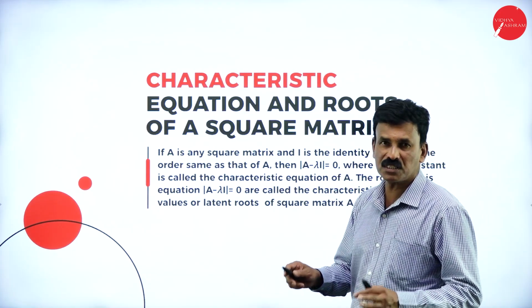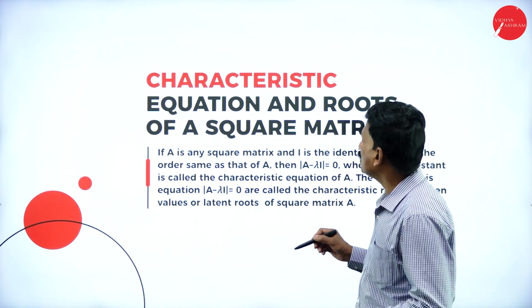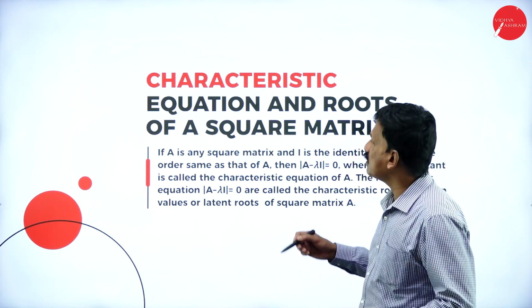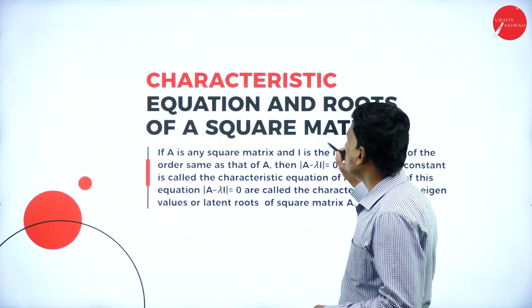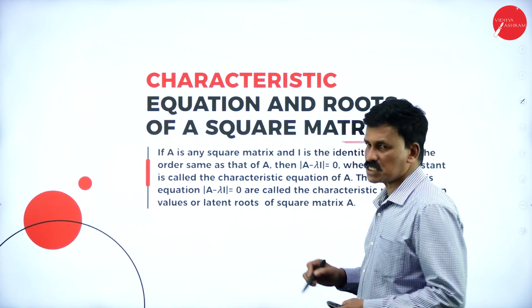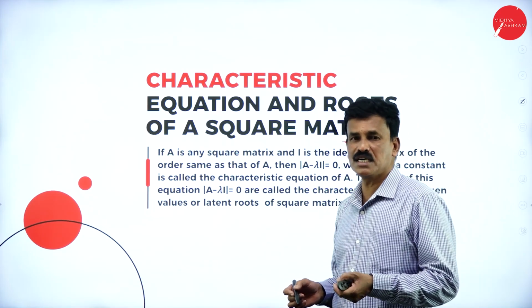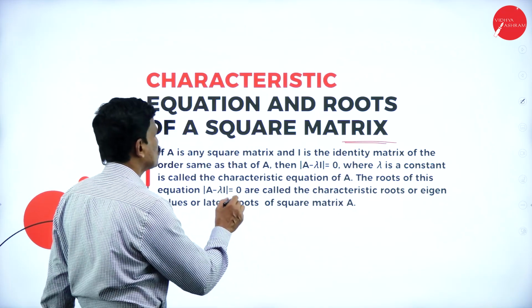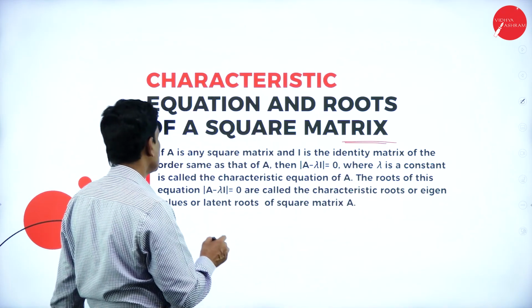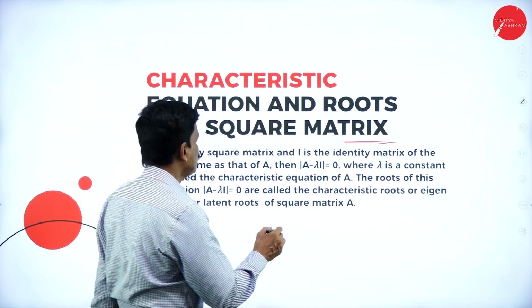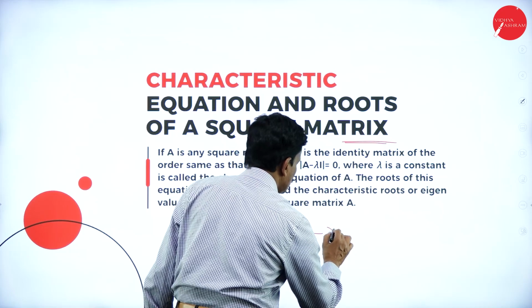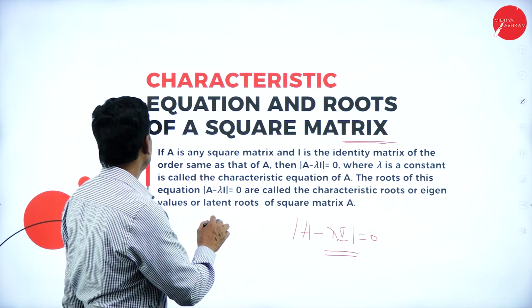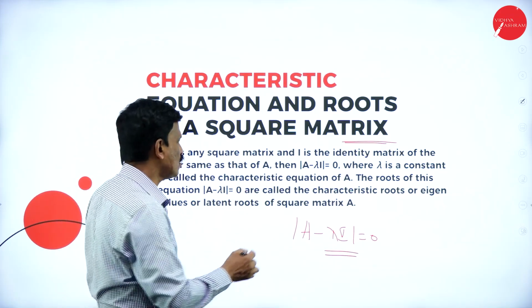In the first part we are going to study the first concept, the characteristics equation, or characteristics roots, also called the eigenvalues. Characteristics equation and roots of a square matrix. Suppose A is a square matrix and I is an identity matrix of the same order as A, then determinant of A minus lambda I is equal to 0, where lambda is a constant, is called the characteristics equation of A.